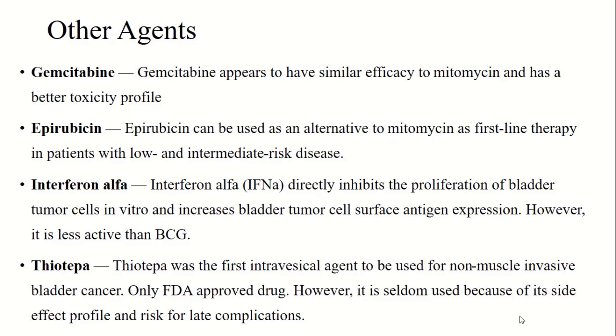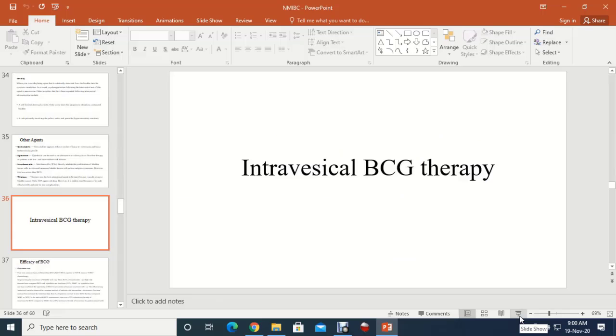And what are the other agents? Gemcitabine, epirubicin, interferon alpha, and thiotepa. Rarely used nowadays.